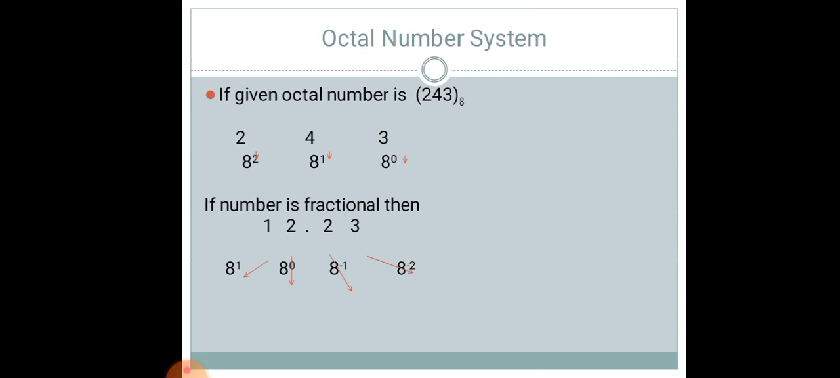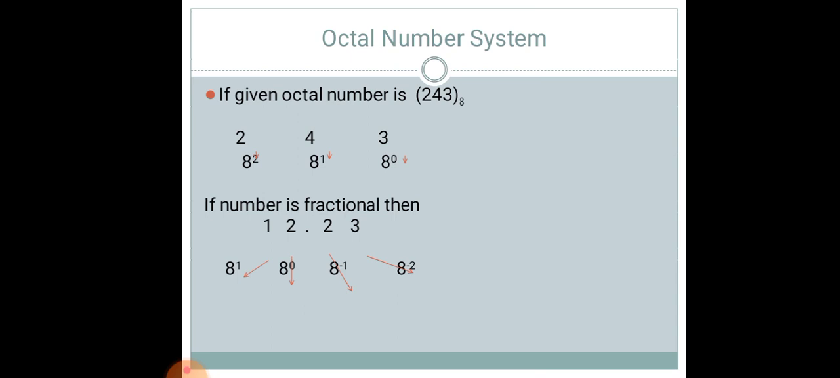So each digit is provided weights with their base. So here 3 is having 8 raised to 0, 4 is having 8 raised to 1, and 2 is having 8 raised to 2. If the number is fractional, then the same procedure we have used previously, that only we have used here.